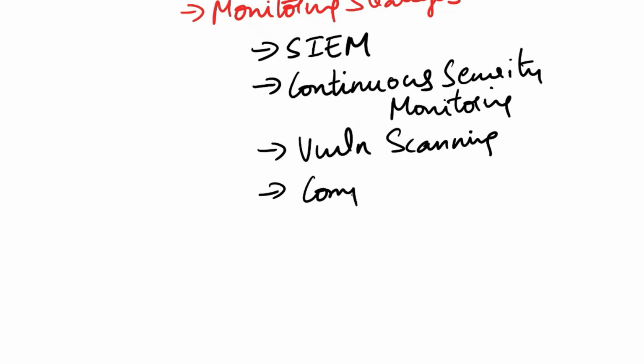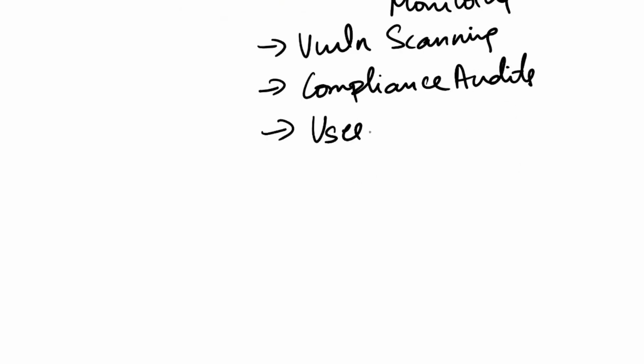Next, regular compliance audits. Conduct periodic compliance audits to ensure ongoing adherence to industry regulations and organizational policies. This involves both internal assessments and external reviews against relevant standards. Next, user activity monitoring. Implement user activity monitoring solutions to track and analyze user behavior, especially privileged users. This helps in detecting any unauthorized or suspicious activities.